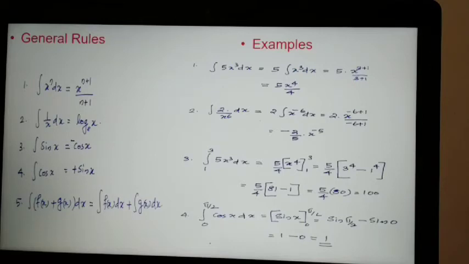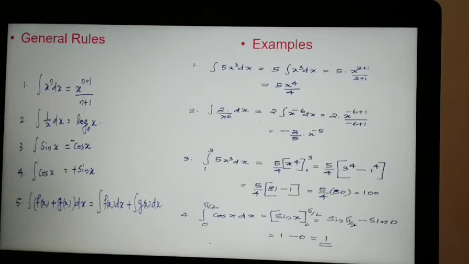But here in the third, the limit of integration is given. That is integral 1 to 3 5x cube dx. It is the same equation we have taken, very similar to the first example. The first example is an example for indefinite integral, but the third one is a definite integral because that function is now integrating from 1 to 3. Here the lower limit is 1 and the upper limit is 3.